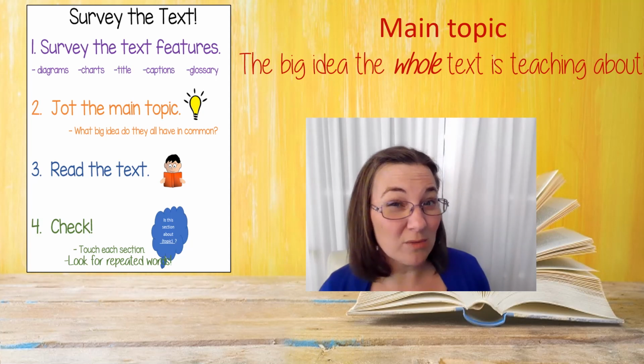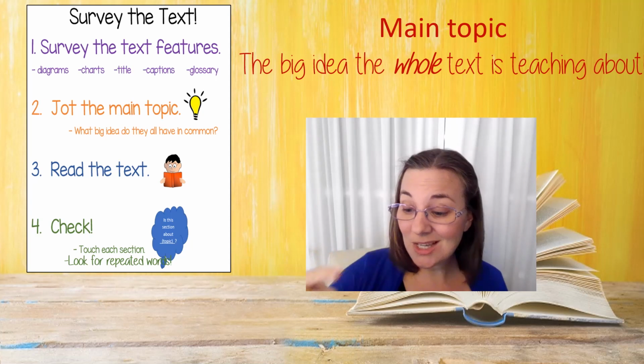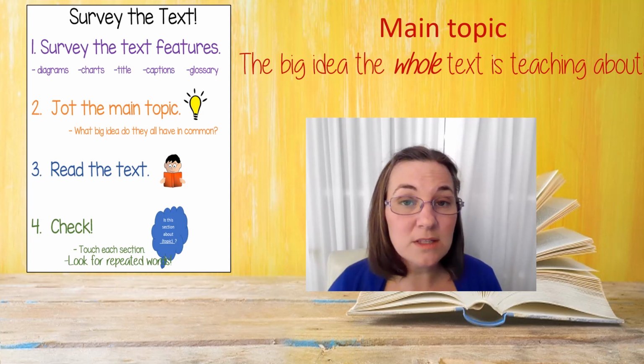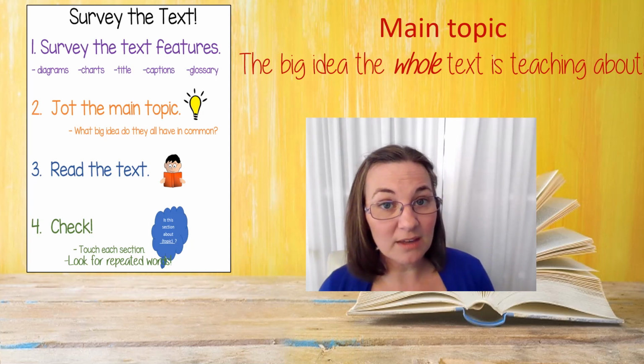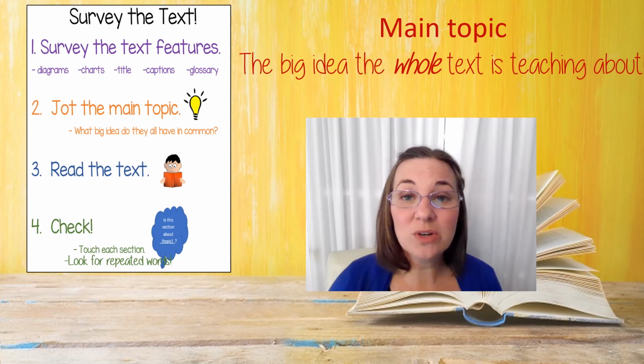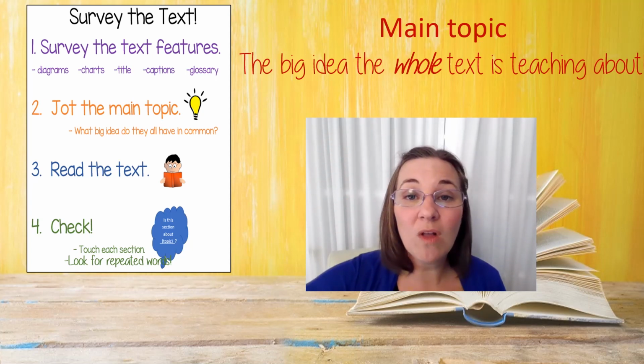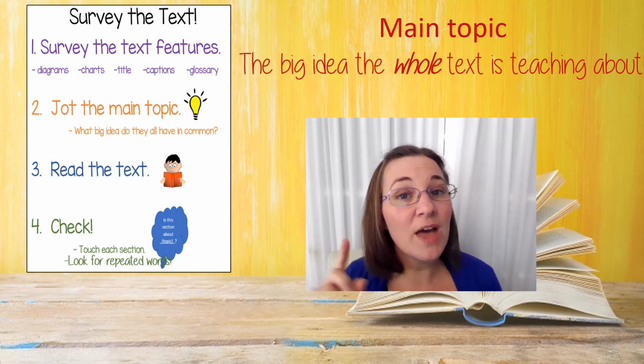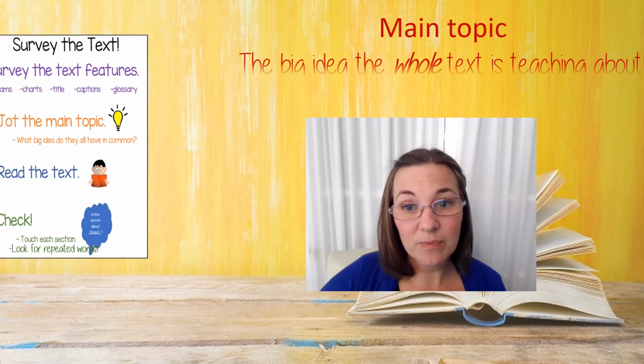The main idea we thought it was going to be was right. We touched each section, looked for repeated words, and thought, was that the main topic? And we found out that you can have one big idea that the whole article or text is about, and that was called the main topic.